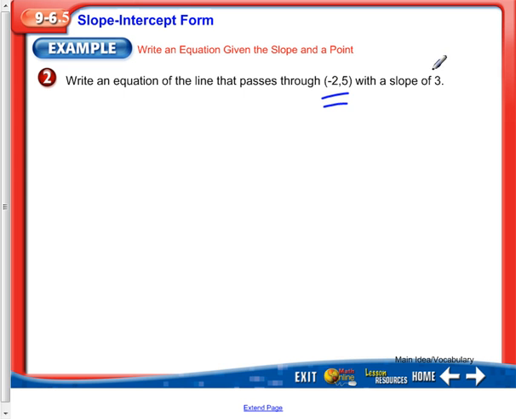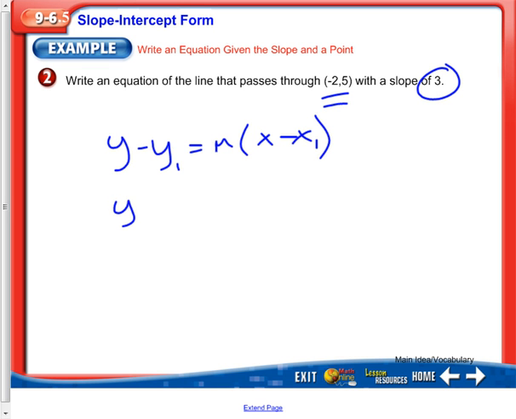The same thing here again. Here's my point, here's my slope. So y minus y1 equals m times the quantity x minus x1. We need to memorize that formula. Now let's do some substituting. y minus y1, which is 5, equals 3 times x minus, and the x value is negative 2.